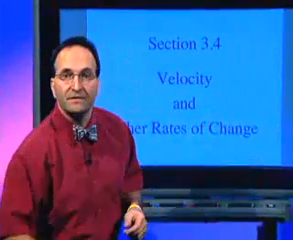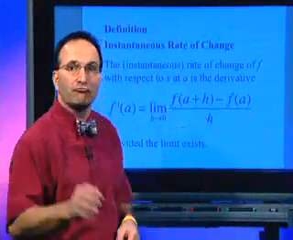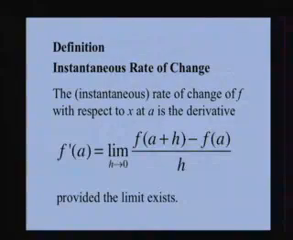Let's start by defining instantaneous rate of change. The instantaneous rate of change of f with respect to x at the point A is the derivative f prime of A, the limit as h approaches 0 of f of A plus h minus f of A, all divided by h, provided that the limit exists.